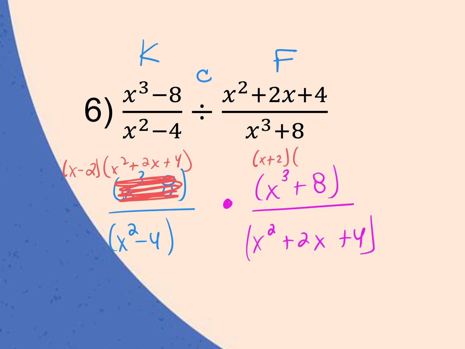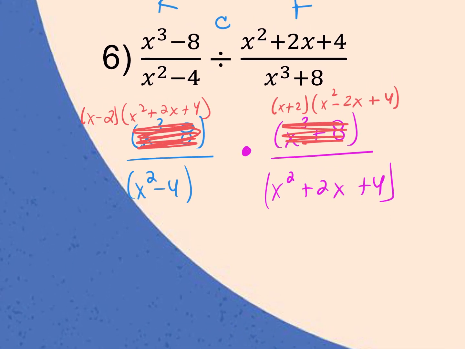And then what happens inside? X squared minus 2x, right? Plus 4. Okay. Bottom left. Bottom left, what does that factor to? X plus 2, x minus 2. Good. And then what happens? Can I factor that?